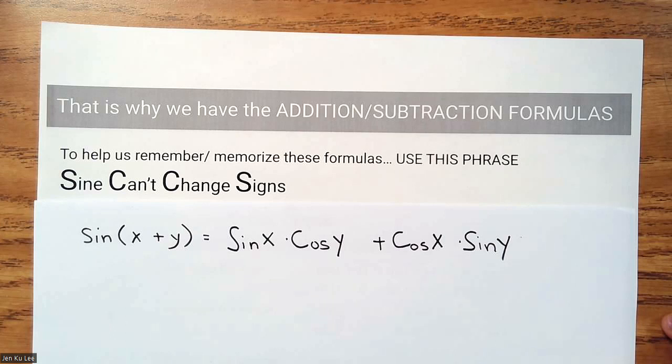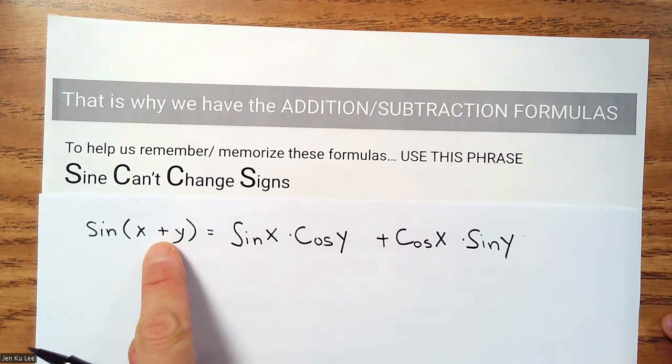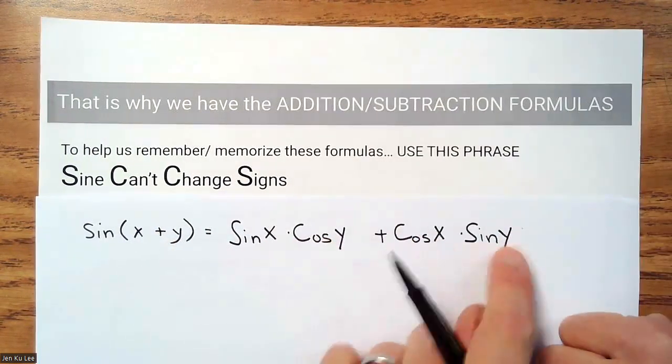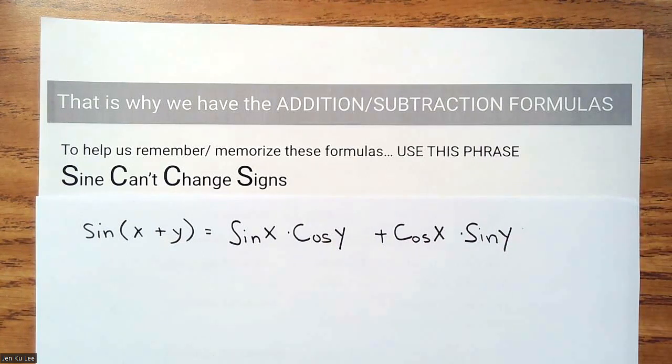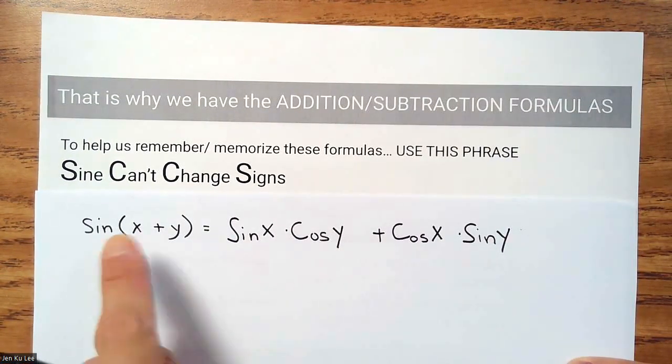Sine can't change signs. SCCS, they can't change it, so that's a plus, so this is a plus. And then just alternating the angles. Okay, so that's the sine formula for addition.